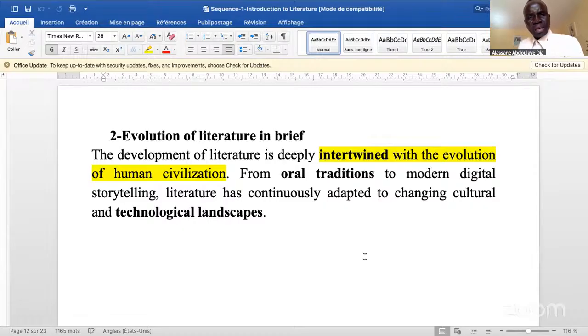What does this mean? It started from oral traditions up to today, digital storytelling. When I talk about digital storytelling, it means literature in the digital era.